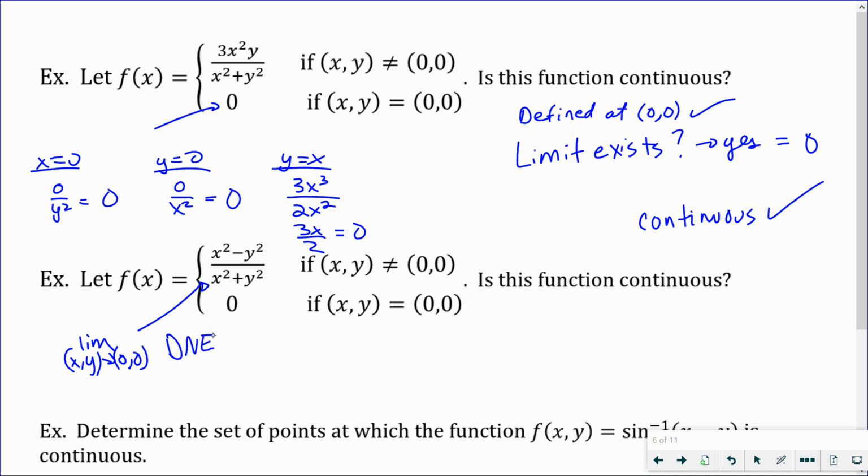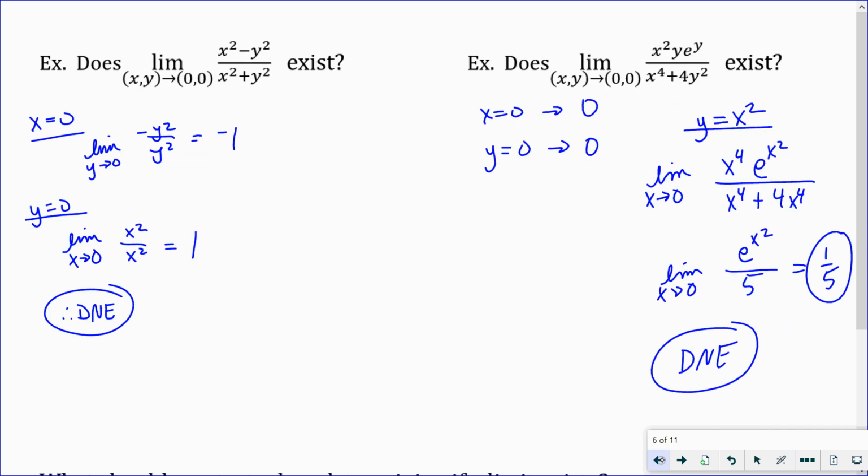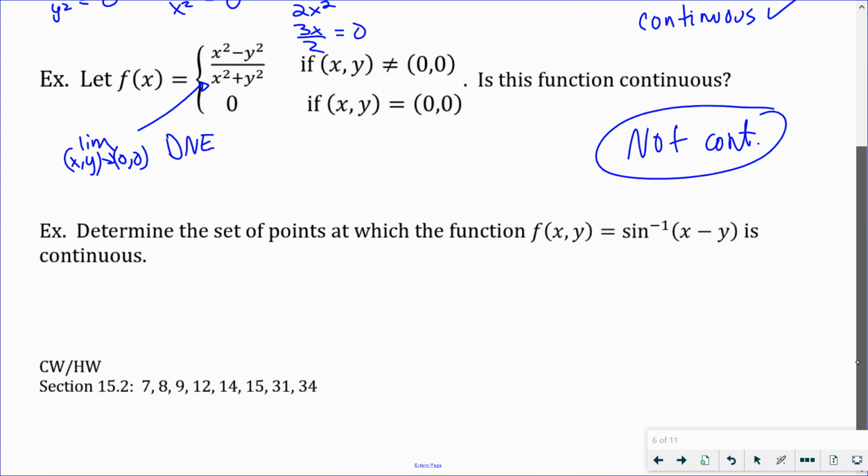Okay, so is it continuous? No. It's defined, like everything's there, but no. So not continuous, because the limit didn't exist. So one of our 3 rules wasn't good. The limits didn't count. Remember you did that problem, I made you do it right here. Oh, yeah. Alright, so last one right here.